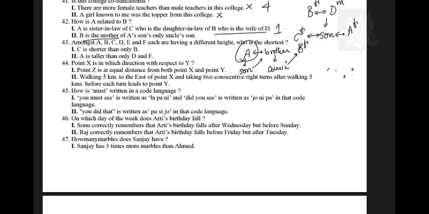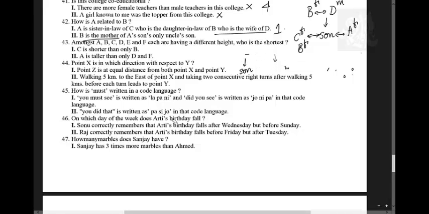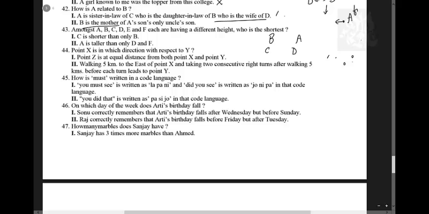Amongst A, B, C, D, E, F, each having a different height, who is the shortest? Let's see. C is taller than D. C is shorter than only B. So C is precisely after B, and nobody is above C. They can be equal, keep in mind. A is taller than D and F. Only D and F. So they are not connected at all. So the answer is 4. Cannot make it out. They don't have any common point.